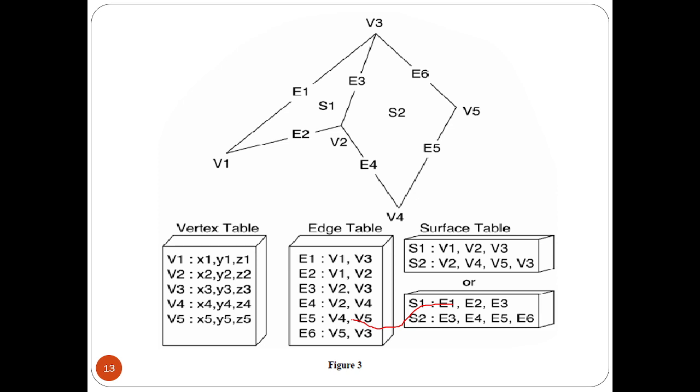E1 equal to V1, V3; E2 is V1, V2; E3 is V2, V3; E4 is V2, V4; E5 is V4, V5; E6 is V5 and V3. In the surface table, S1 equal to V1, V2, V3, S2 equal to V2, V4, V5, V3. Based upon that, S1 equal to E1, E2, E3 and S2 equal to E3, E4, E5, E6. So in the surface table, based upon the vertices or based upon the edges, we can define it. So these are the vertex table, edge table, and surface table.